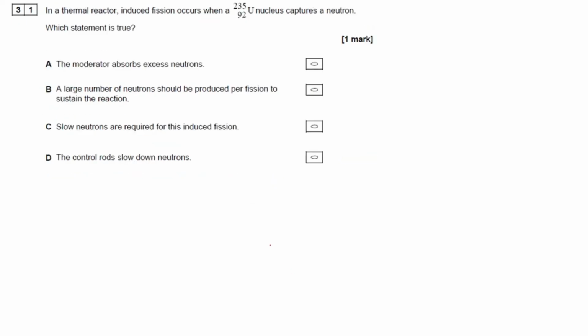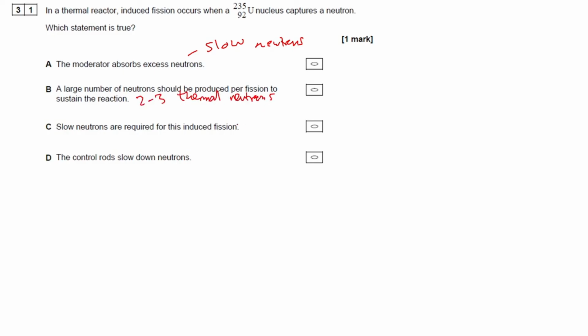Final question then, question 31. We have to think about nuclear fission and just recall some of our knowledge around fission. So we're looking for the true statement. First one, moderator absorbs excess neutrons. Note the job of the moderator is to slow neutrons, so it doesn't absorb them. For B, it's saying a large number of neutrons are needed for a fission reaction. That's not true. Only 2 or 3 thermal neutrons are required.